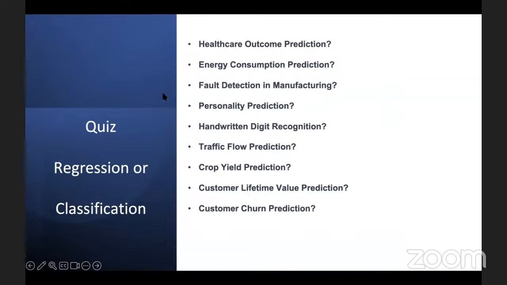Okay, guys, have you solved the project? I have given you 10 minutes to solve the project, guys. Now please tell me. First, healthcare outcome prediction. Is it a continuous value or a discrete value prediction? Tell me. What are we predicting in that healthcare outcome? Please tell me.